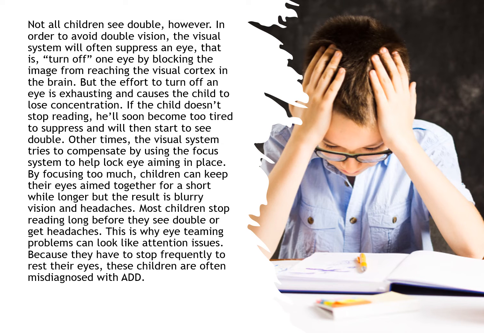Other times, the visual system tries to compensate by using the focus system to help lock eye aiming in place. By focusing too much, children can keep their eyes aimed together for a short while longer, but the result is blurry vision and headaches. Most children stop reading long before they see double or get headaches. This is why eye teaming problems can look like attention issues. Because they have to stop frequently to rest their eyes, these children are often misdiagnosed as having ADD, which is attention deficit disorder.